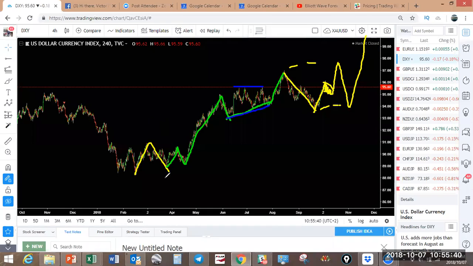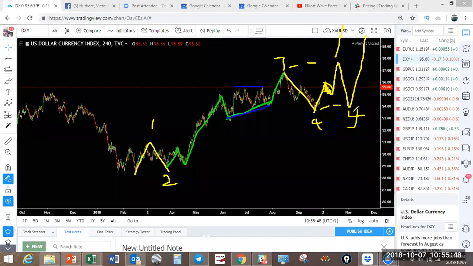And then the structure is very clear. You can see that we've got a 1, 2 there, 3, and then you could have your 4 there, or the 4 could be here. If the 4 is here, then that means this is going to go from here. If the 4 is here, it means we're going to have a flat first before we go up. So that is the structure, looking very clear now.